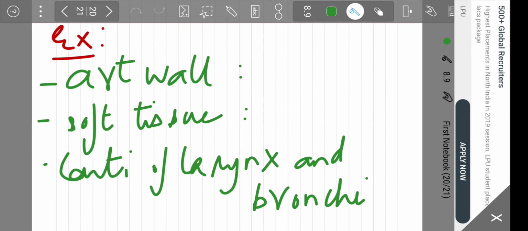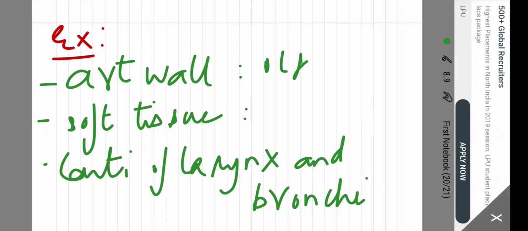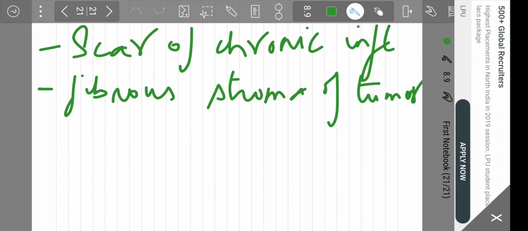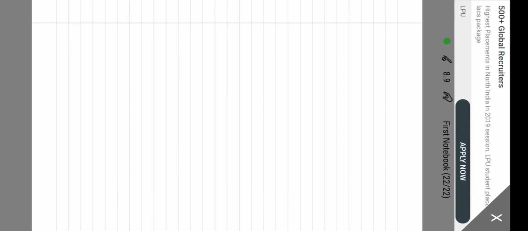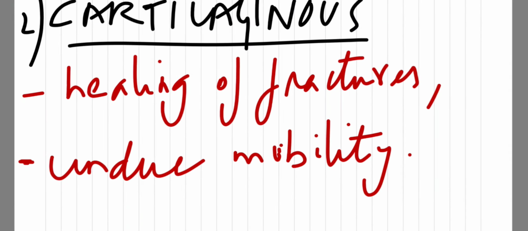The common examples of osseous metaplasia are in the arterial wall in old age, in soft tissues in myositis ossificans, and in the cartilage of larynx and bronchi in elderly people. It is also seen in scars of chronic inflammation and in the fibrous stroma of tumors. The second type is cartilaginous metaplasia, which is seen in healing of fractures. It may occur when there is undue mobility.